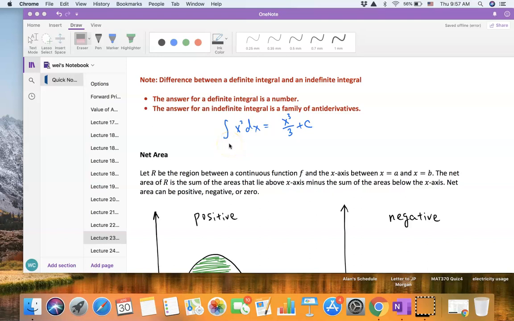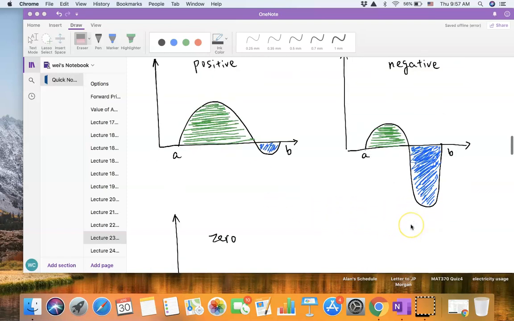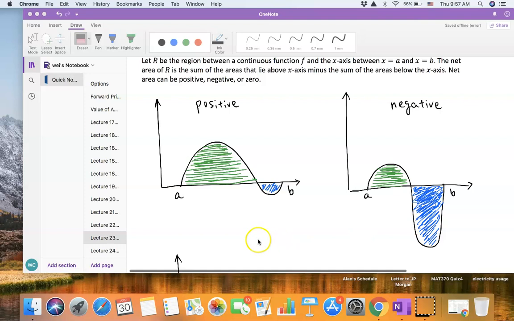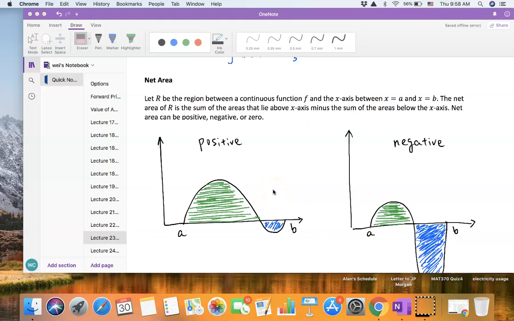Okay, so far we were discussing the case where the bounded region is above the x-axis. Now, what if the region has some pieces which are below the x-axis? In that case, the total area of the bounded region is equal to the area of the region above the x-axis minus the area of the region below the x-axis. And that total area, we call it the net area.